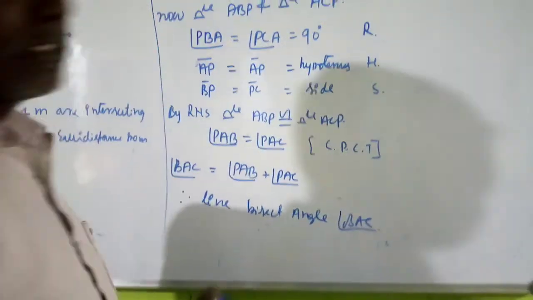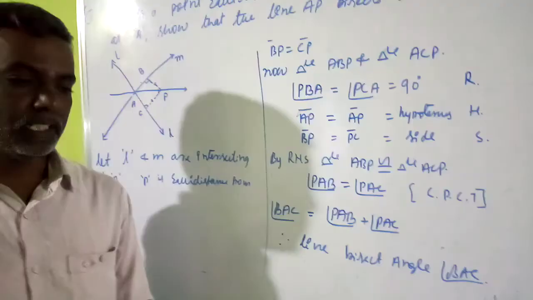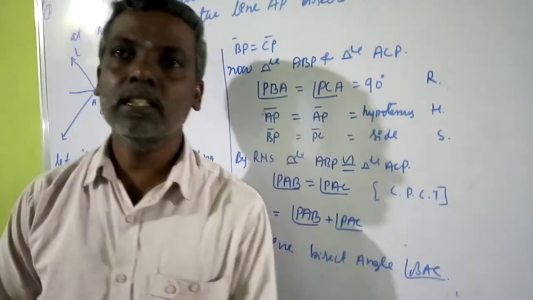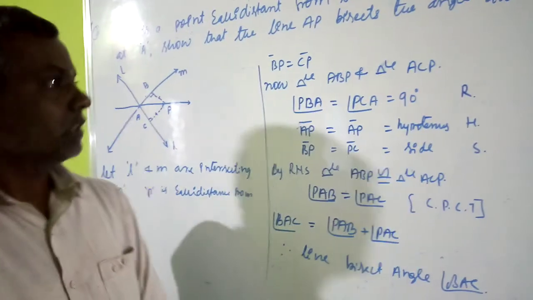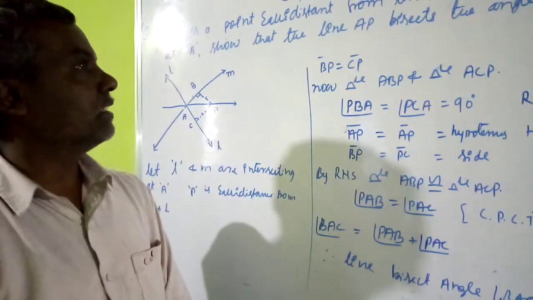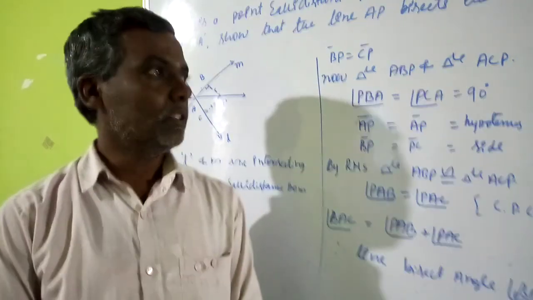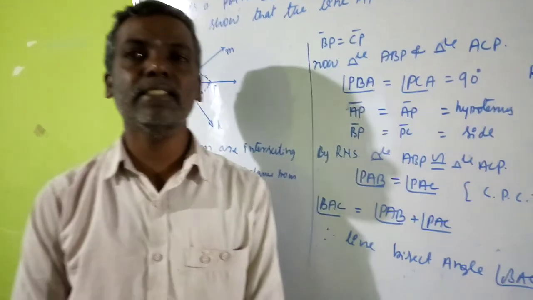Okay students, so this is about this problem. In this class we have studied the SSS congruence rule as well as the RHS congruence rule with examples. Based on that, we also did two problems. Okay students, we are going to learn more about these things in the next class. Thank you.